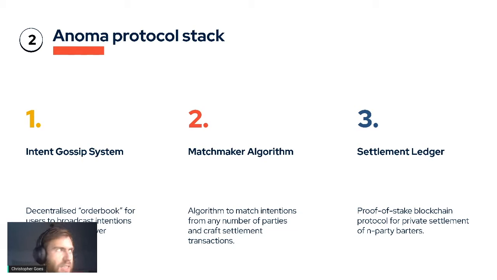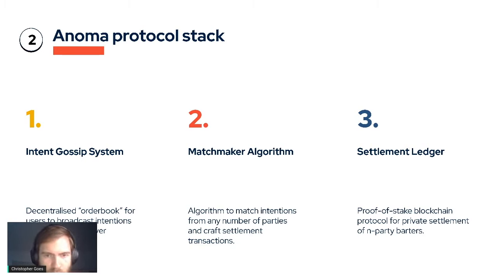The first component is the intent gossip system. The intent gossip system is a custom gossip network. You can think of it as a kind of generalized, decentralized order book. Using the intent gossip system, you as a user of Anoma can broadcast your intent. An intent is just saying that you'd be happy to make a certain state change in exchange for some other state change. You'd be happy to trade something for something else. You'd be happy to barter a blue-eyed CryptoKitty for a red-eyed CryptoKitty, whatever it is that you might want to do. If you can write that as an intent, you can send it to the intent gossip system.